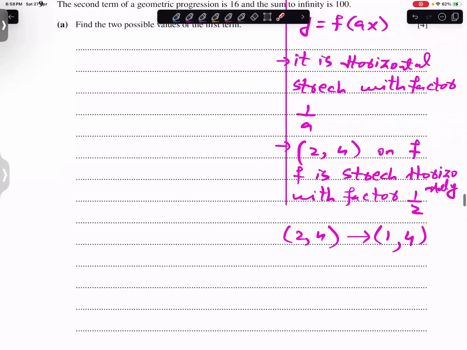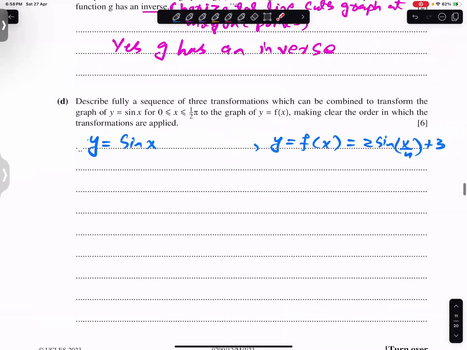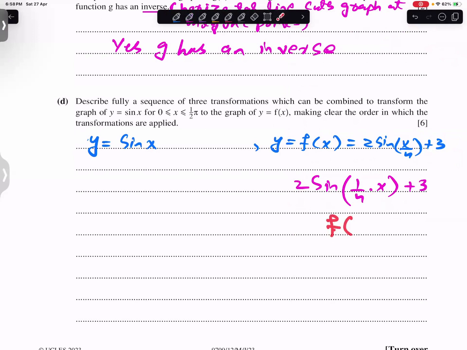Okay, student, now look at this. In this question, we have sine of 1 over 4 times x, plus 3, into 2. So here we have f of ax, where a is 1 over 4, not 4. Who will tell me what will be the factor? In case of ax, we have factor 1 over a. So in case of 1 over 4, our factor will be 1 over 1 over 4. So my horizontal stretch will be factor 4.